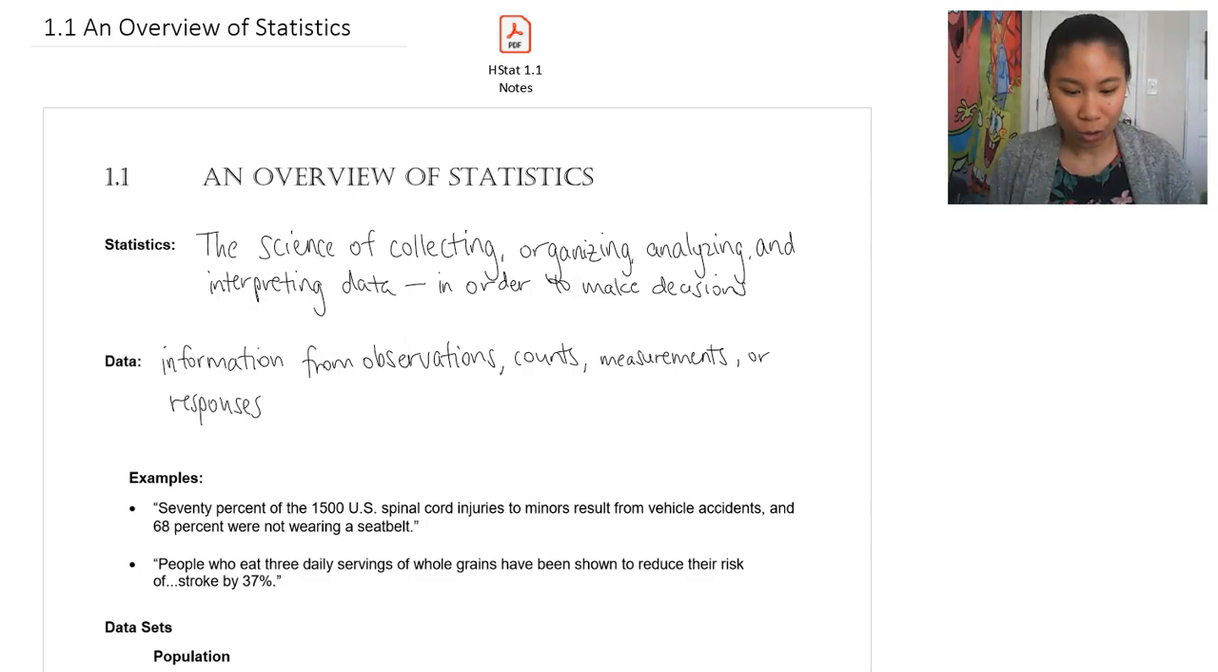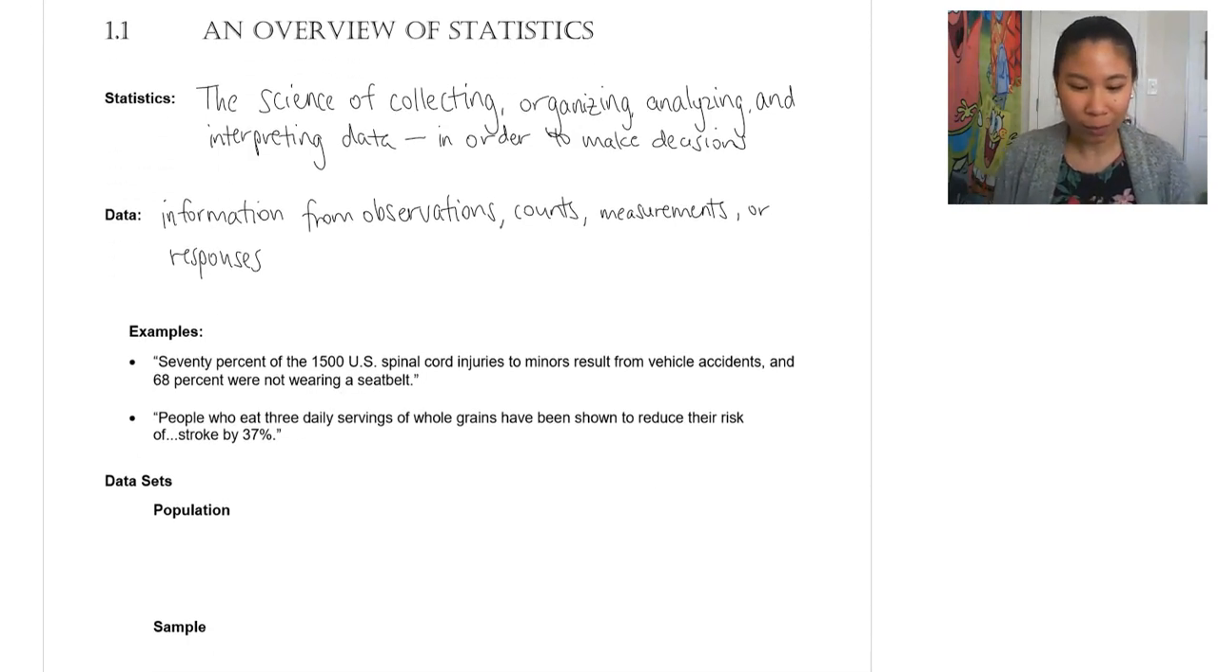So I wanted to talk about a couple examples just so we can see what data looks like. In my first example, I have 70% of the 1,500 US spinal cord injuries to minors result from vehicle accidents, serious business here, and 68% were not wearing a seatbelt. So here, the data that's been collected is whether or not these people have been wearing seatbelts. So this could have happened in a survey or something like that. So they looked at reports maybe from the vehicle accidents, and they're just trying to see, are these people wearing a seatbelt? Did it result in a spinal cord injury? Because that's pretty bad. So that's an example of data that's been collected.